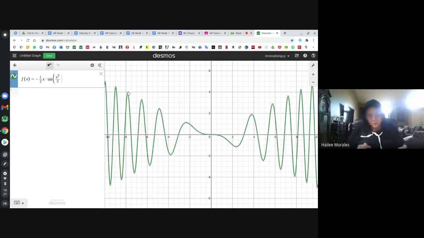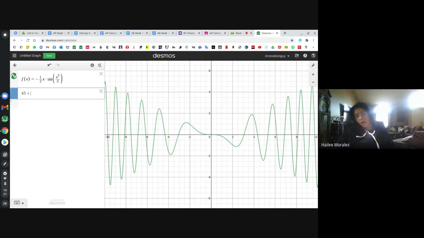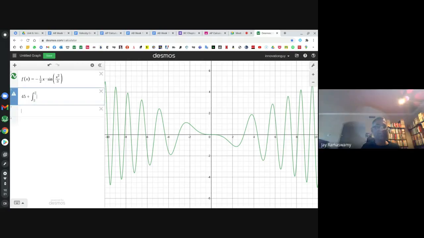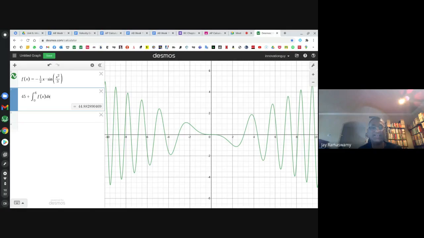Okay, now, was A of 0 45? Yes. Integral, 0 to 6, was it? Yep. And f of x dx. Yes. Okay, write down your answer: 44.8829. I'm rounding at the fifth decimal.